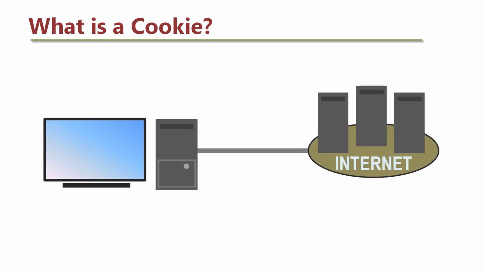What is a cookie? A cookie is a small text file which some websites store in your computer when you visit them. Such websites then get the info in the cookie to tailor content.